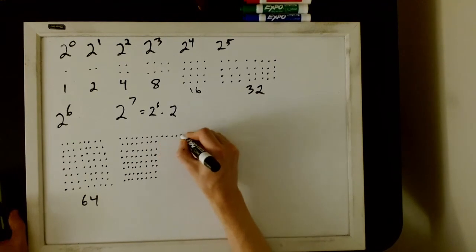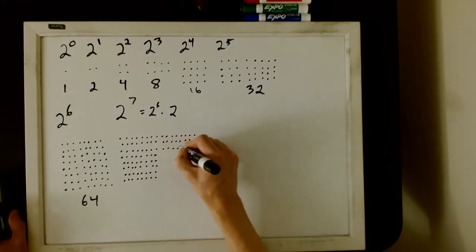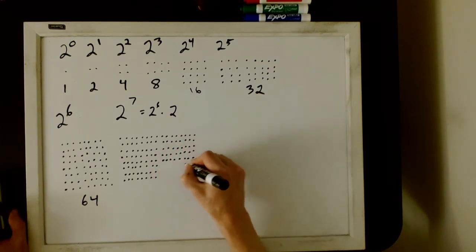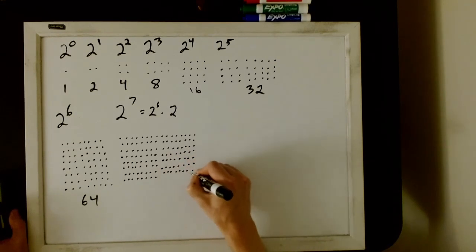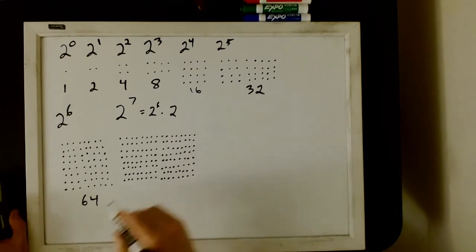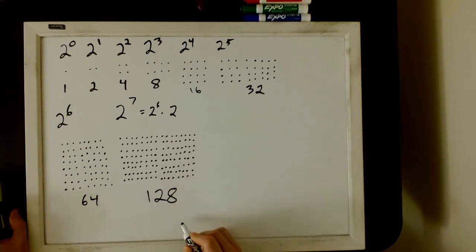1, 2, 3, 4, 5, 6, 7, 8. 2 groups of quantity 64 gives us quantity 128.